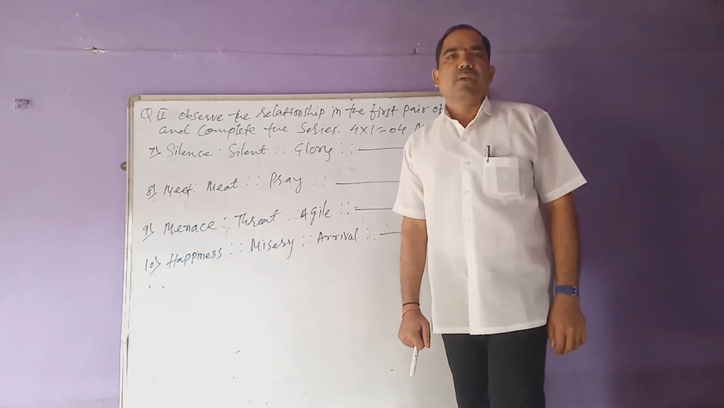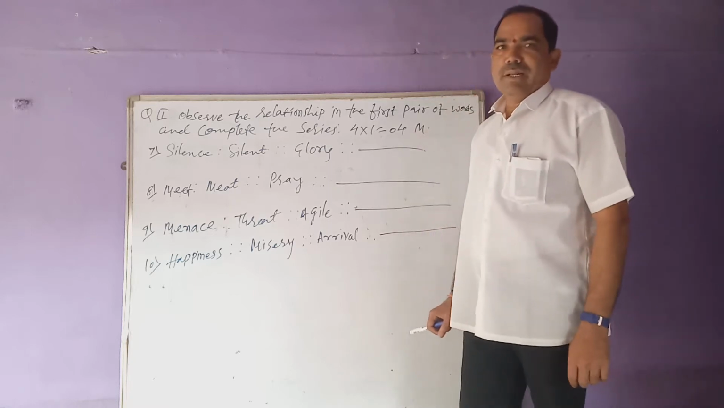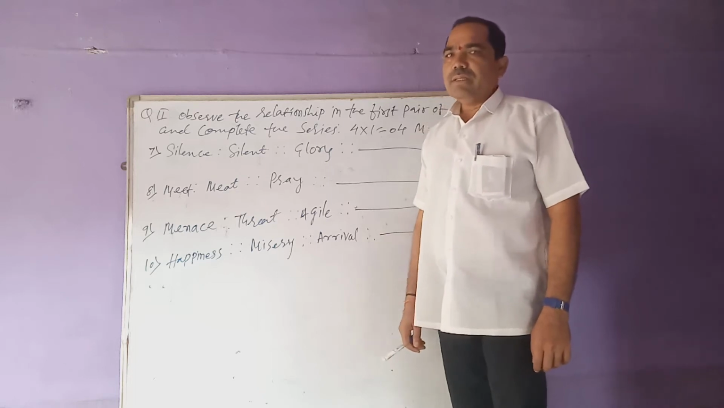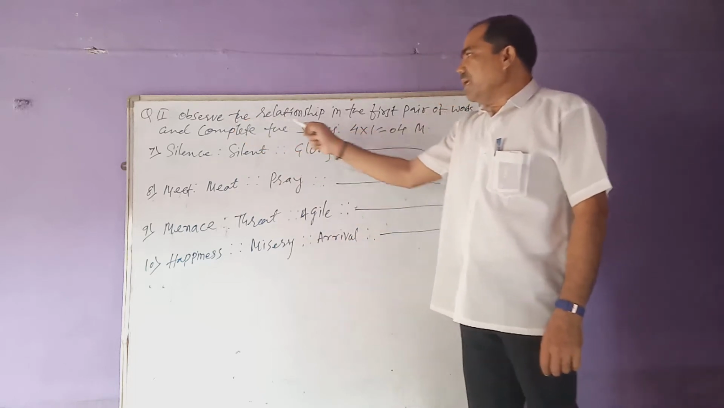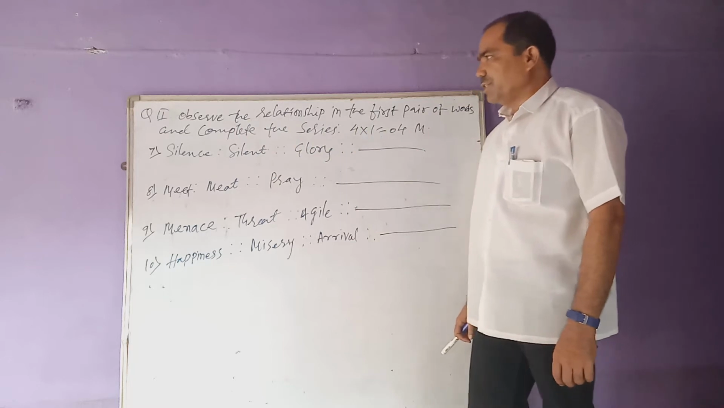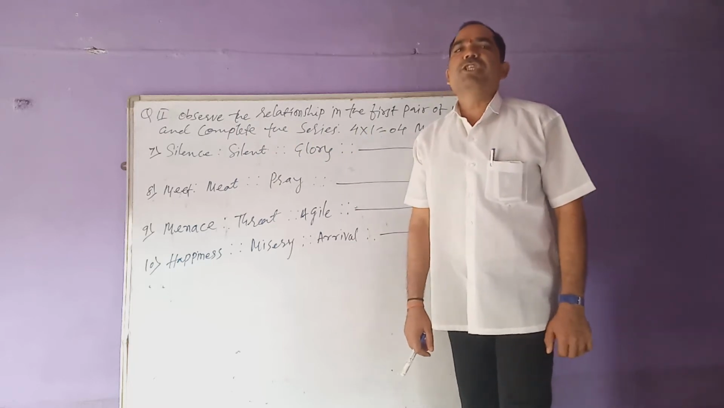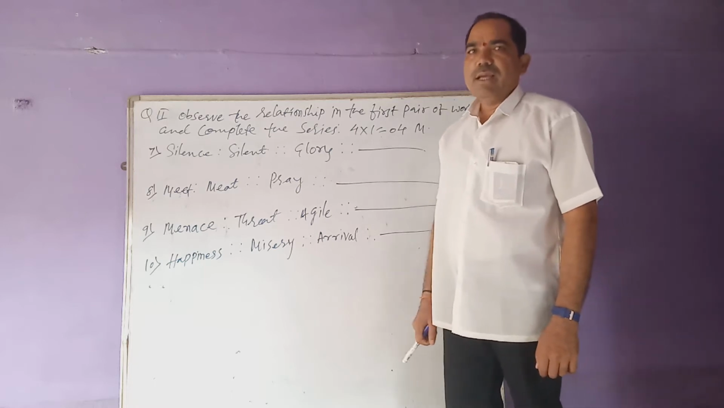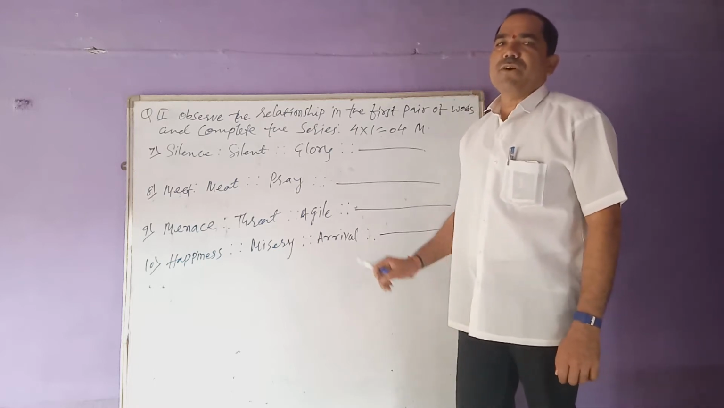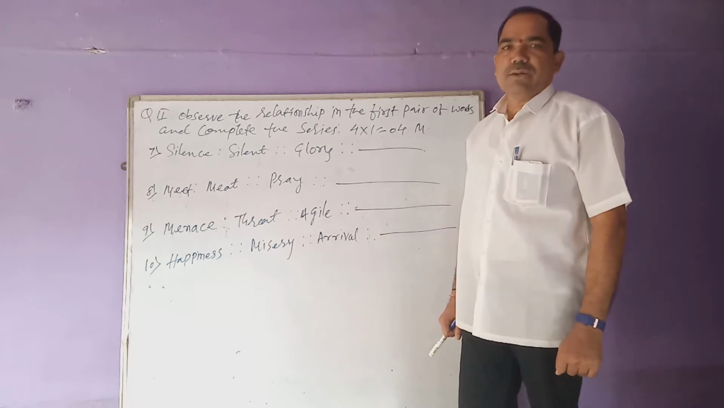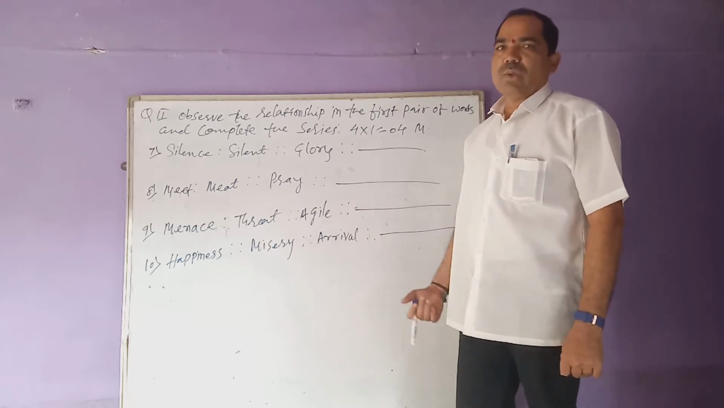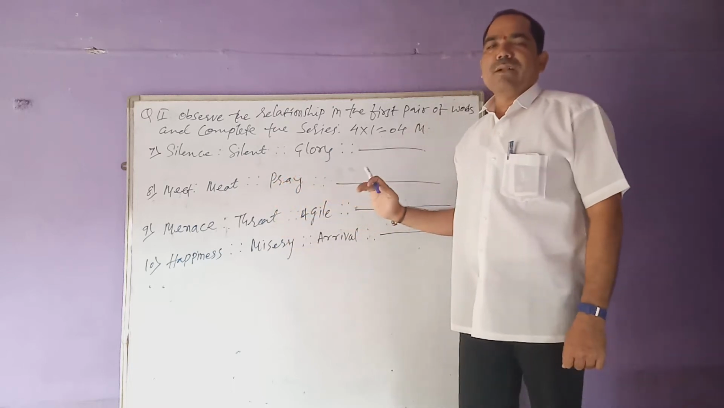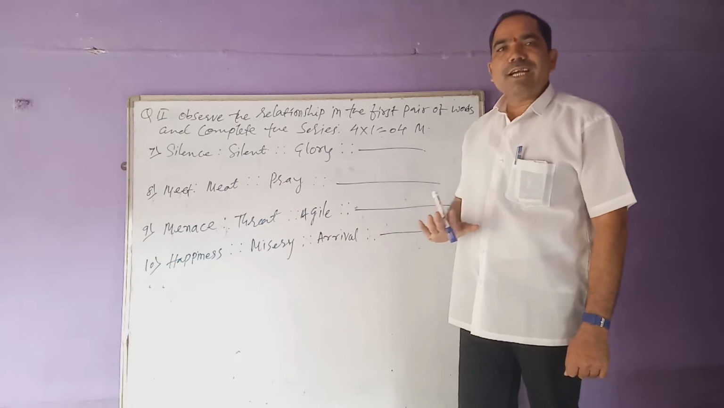Today we have to discuss question number two, which has recently appeared in the annual exam 10th standard English question paper. That is, observe the relationship in the first pair of words and complete the series, which is meant for 4 marks. Question number one is meant for 6 marks, and question number two is meant for 4 marks, and it is a mandatory question. Whenever the exams are conducted, question number two, which is purely meant for analogy, is mandatory. It has no option.